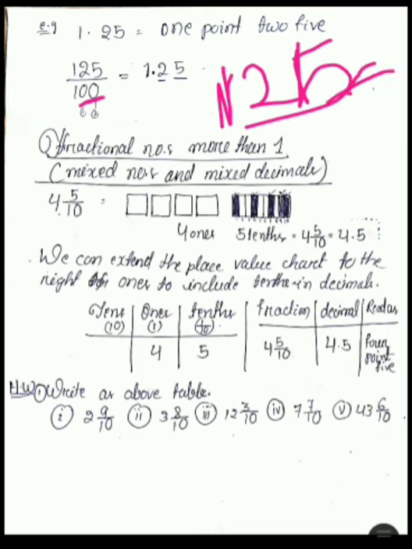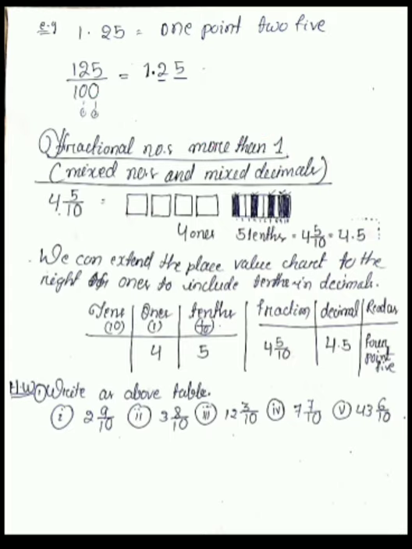From the right side, count 2 digits. 1, this one 2. Okay. This one and this one. Then after that, give the decimal point. So it will become 1.25. Like this you have to give the decimal point in a fraction.